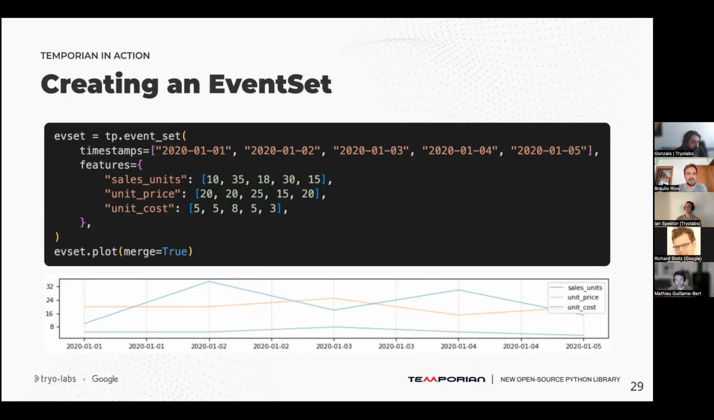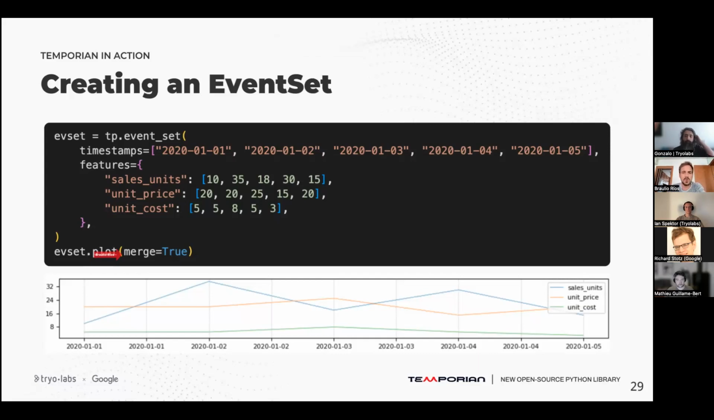Then you can just plot that with eventset.plot. And in this case, we are using the merge argument, and that will plot everything in the same pair of axes, which is not the default, right? Because sometimes we have features that have different magnitudes or very different vertical scales. So in this case, we are keeping things simple, so we are plotting everything together.